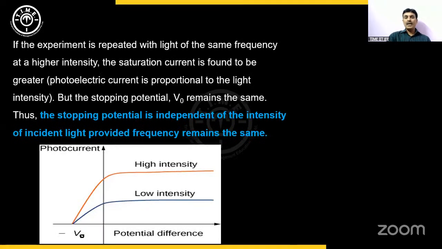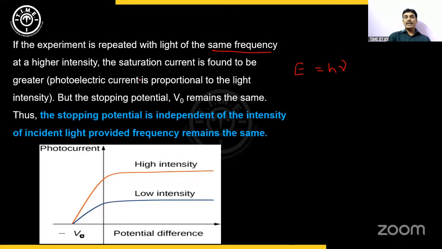Now, what happens if you use radiation with different intensities, low intensity and high intensity radiation, keeping the frequency fixed? See, same frequency. If the experiment is repeated with light of the same frequency, the energy carried by the photon remains the same, as E is equal to h nu. When nu is fixed, E is fixed. Incoming energy is fixed, but intensity is varied. Intensity means the number of photons is varied, but not the energy of each photon.